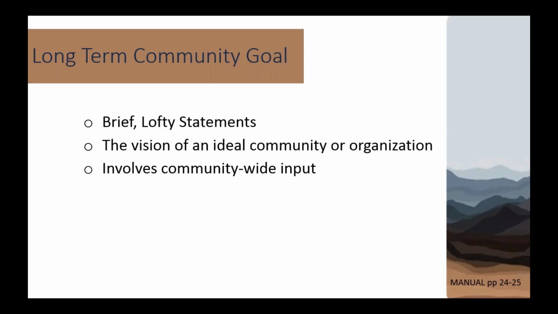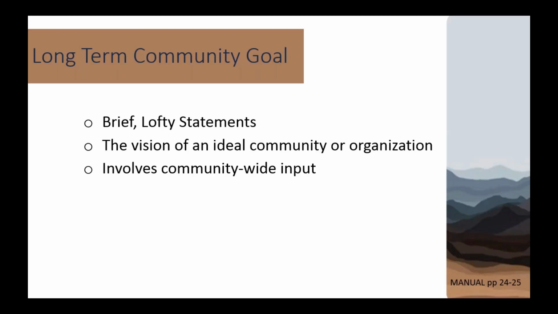All right. The long-term community goal should be a brief and lofty statement. It should capture the ideal situation you want your community to be in. An easy example would be: all tribal members are to be fluent in our native language. That statement is brief and it is ideal.